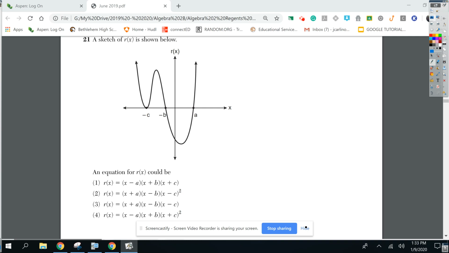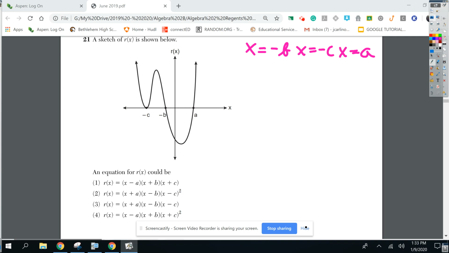What are these called again where they cross the x-axis? Roots. Any other names? Zeros. Any other names? Solutions. Okay, so I know in this problem, x equals, give me a place where it crosses. X equals negative b. X equals negative c, and what's the other answer? X equals a. So there are my solutions. How do I know they're solutions? That's where it crosses the x-axis.